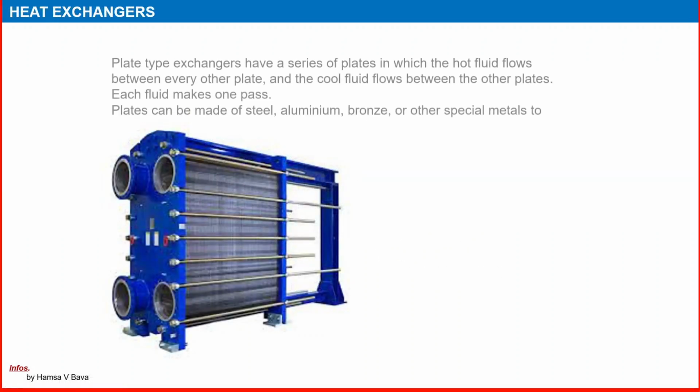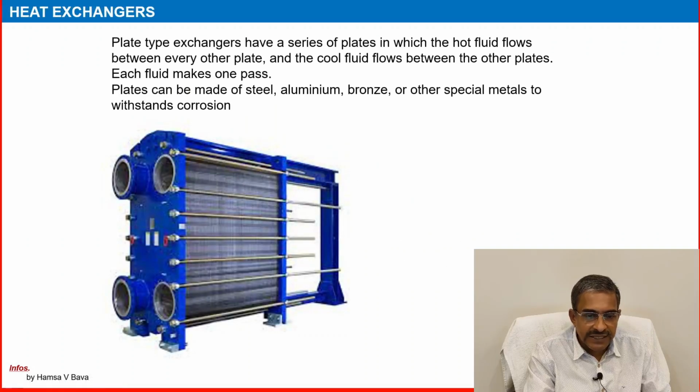So this is number one. Plate type exchangers have a series of plates in which hot fluid flows between every other plate and cold fluid flows between the other plates. Each fluid makes one pass. Plates can be made of steel, aluminum, bronze or other special metals to withstand corrosion.